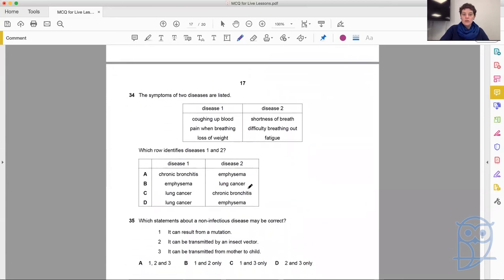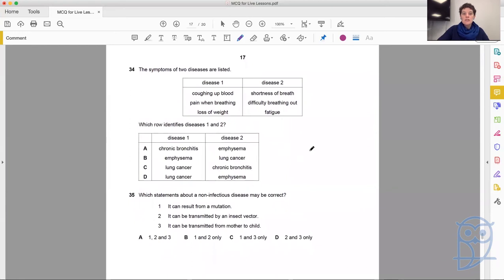So question 34. The symptoms of two diseases are listed. Disease 1 and disease 2. So disease 1 is coughing up blood, pain when breathing, and loss of weight. Disease 2 is shortness of breath, difficulty breathing out, and fatigue. So shortness of breath, difficulty breathing out, this one goes straight to emphysema. So then we're looking at either chronic bronchitis or lung cancer for disease 1. So coughing up blood, pain when breathing, and loss of weight, these are actually symptoms for lung cancer. So we have the answer of D.